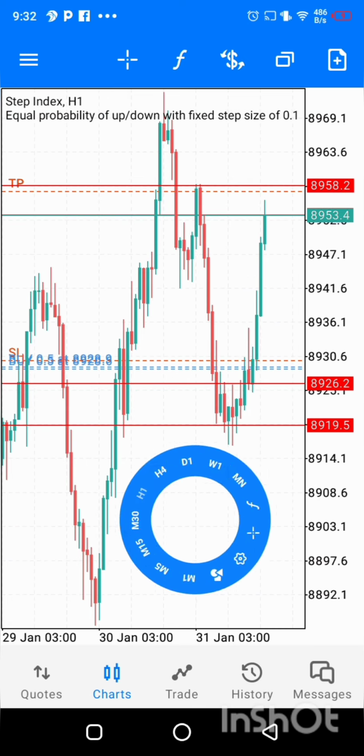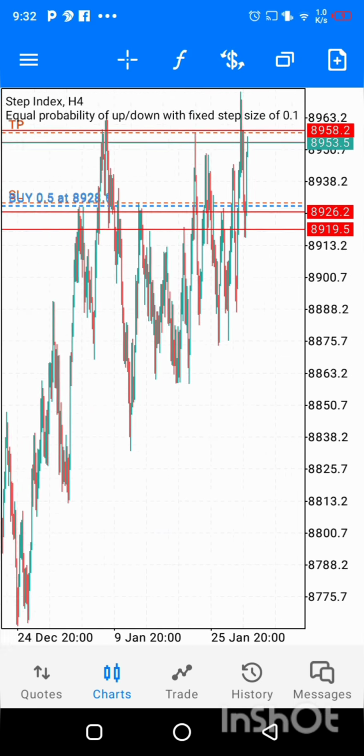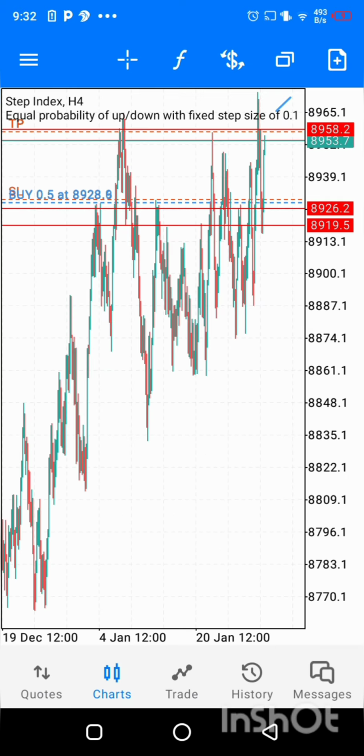You can see this is an uptrend. Let's go on the 4 hours. You can see price is going up like this. You can see price is going up like this. It has been going up like this. So this is an uptrend.